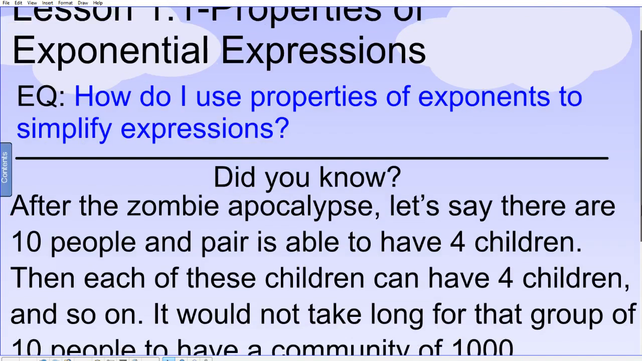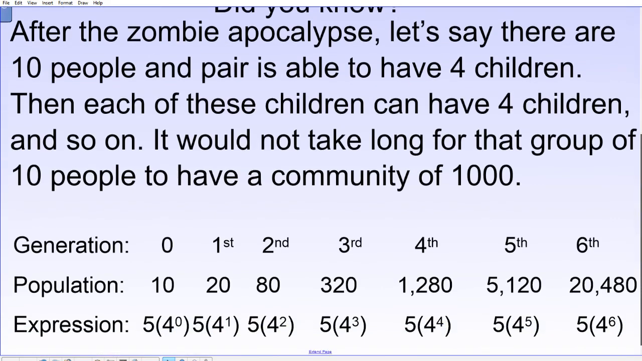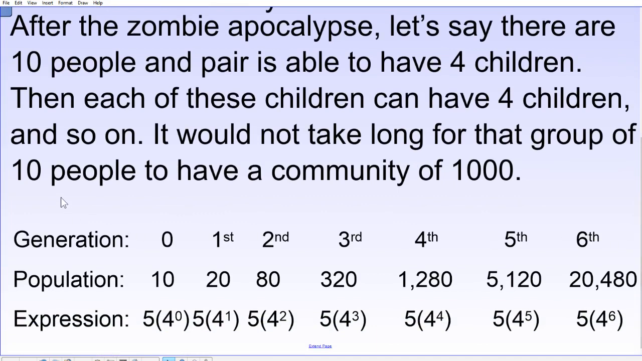Seems fairly straightforward. Did you know that after the zombie apocalypse, let's say there are 10 people alive, and a pair of people, two people, is able to have about 4 children. And then each of these 4 children, as they grow up, can have 4 children, and so on and so on. It would not actually take very long for that group of 10 people to grow to a community of about 1,000. It'd only take about 4 generations, it looks like.